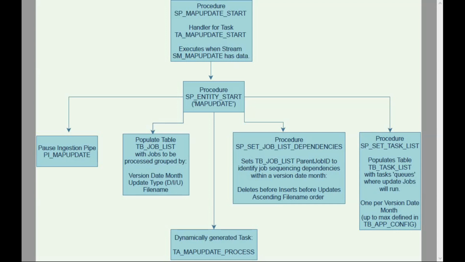SP set task list is then called to load the task list table with one entry per version date month up to the maximum limit defined in the app config table. These will represent the available task queues for the update cycle. When all of the cycle initialization processing is completed, SP entity start dynamically creates and activates task TA map update process, which we'll call SP map update process, to begin the update processing.